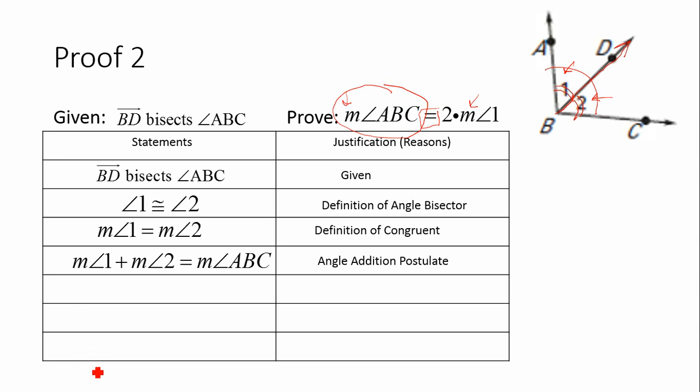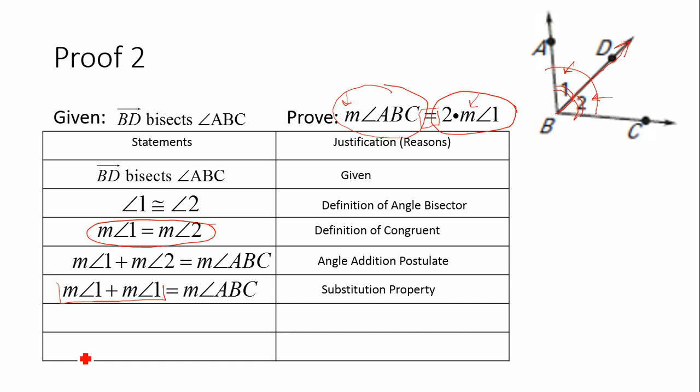So we have the measure of angle ABC in our proof. And we also now remember up here that angle 1 is equal to angle 2 in measure. So we can go ahead and substitute. Using the substitution property, we can get to a place where we are only talking about the measure of angle 1s, because that's my goal in my end result. So I'm going to substitute in the measure of angle 1 where the measure of angle 2 was, because they are equal to each other here.